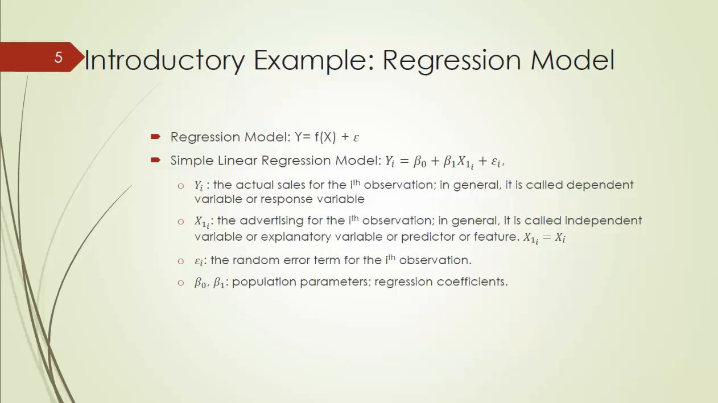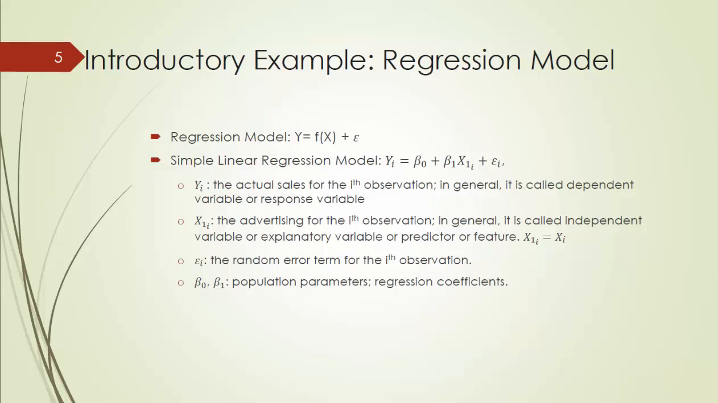Here, yi is the actual sales for the ith observation. Generally, in regression analysis, yi is called the dependent variable or response variable. X1i is the advertising for the ith observation. Generally, in regression analysis, X1i is called the independent variable, or explanatory variable, or predictor variable. In machine learning, it is also called a feature.